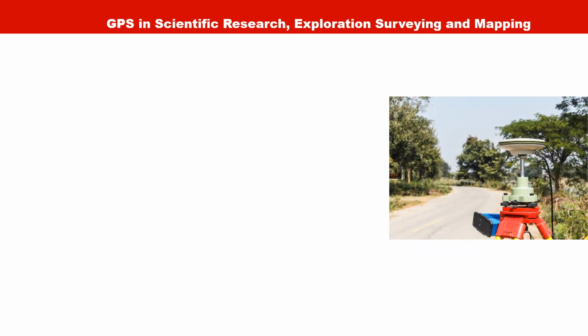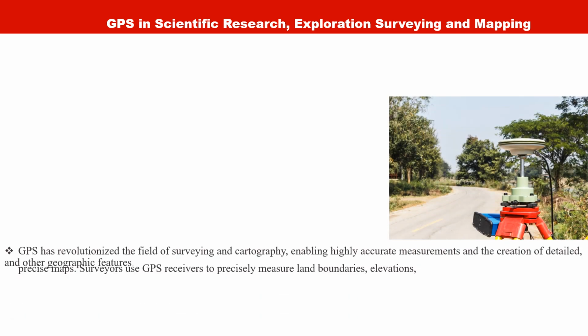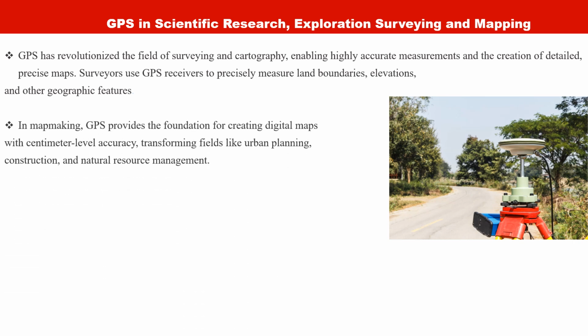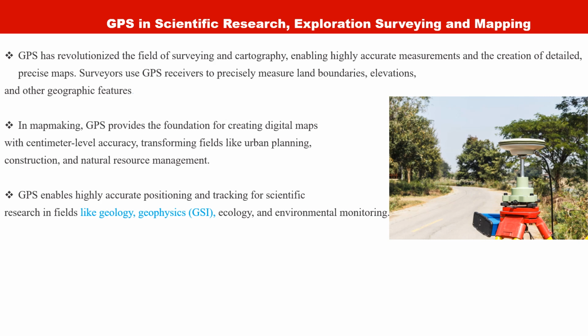So GPS is mostly used in scientific research, exploration, survey, and mapping. It has revolutionized these in a big way. Today, GPS receivers precisely measure land boundaries, elevation, and geographical features. It provides the foundation for creating digital maps, urban planning, construction, and natural resource management. It can enable highly accurate positioning and tracking for scientific research fields in geology and geophysics, and GSI is vastly using the service of GPS for carrying out the National Geophysical Programme mapping and all the geophysical and geological aspects with the help of GPS.